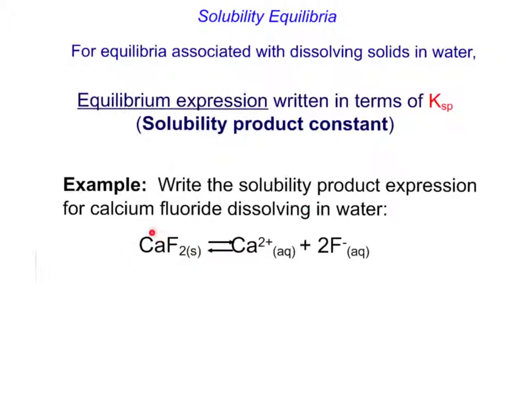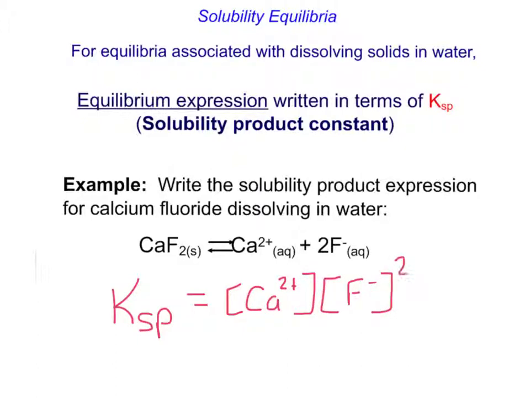So we have this equilibrium going on at the same time. How do we write the equilibrium expression for this? It's going to be just the same, but we're going to call it the solubility product constant. It is an equilibrium constant. So when we write that, the solubility product constant is equal to the concentration of the calcium ions times the concentration of the fluoride ions squared, right?